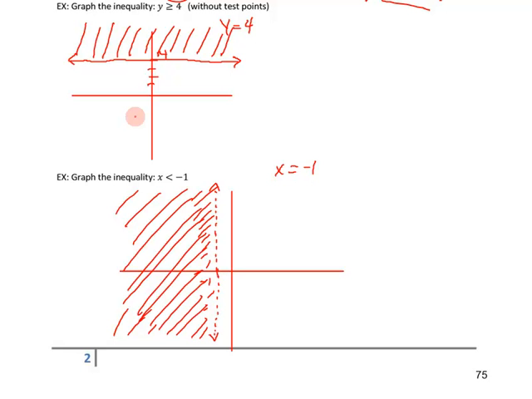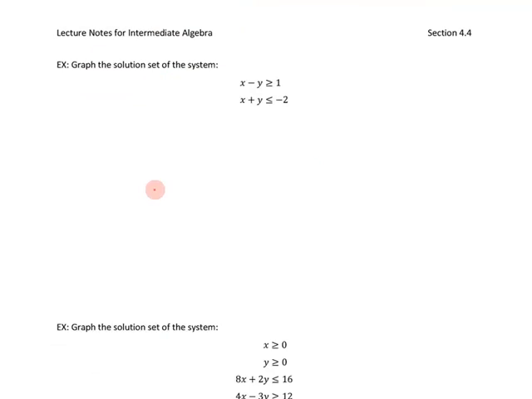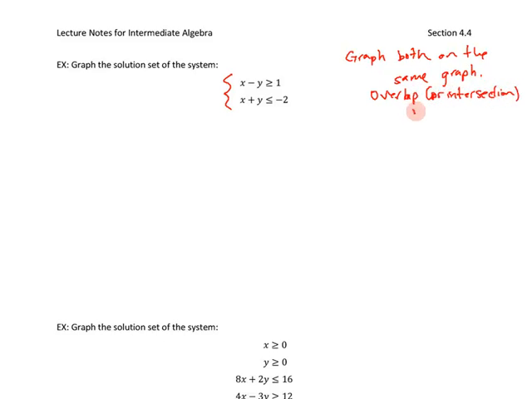Fantastic. Now look here, we've got a system of inequalities. How would we go about solving or graphing the solution set to the system? Well, the trick here, all it is you graph both on the same graph, and the overlap or intersection is the solution.